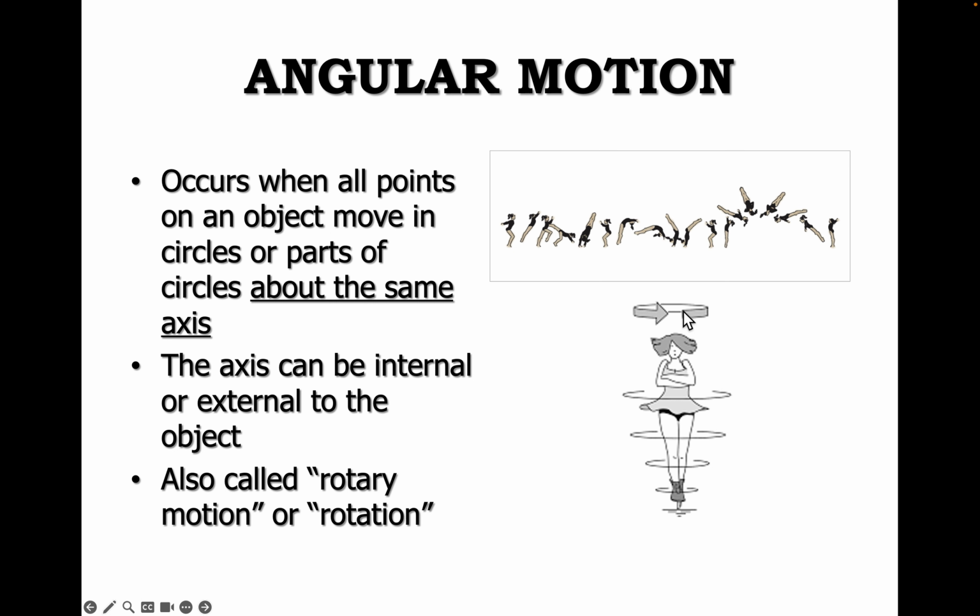Below here, a figure skater spinning, we've got that longitudinal axis of rotation. This one's going through the center of the body, causing that person to spin very quickly. We oftentimes will refer to angular motion as rotary motion or rotation.